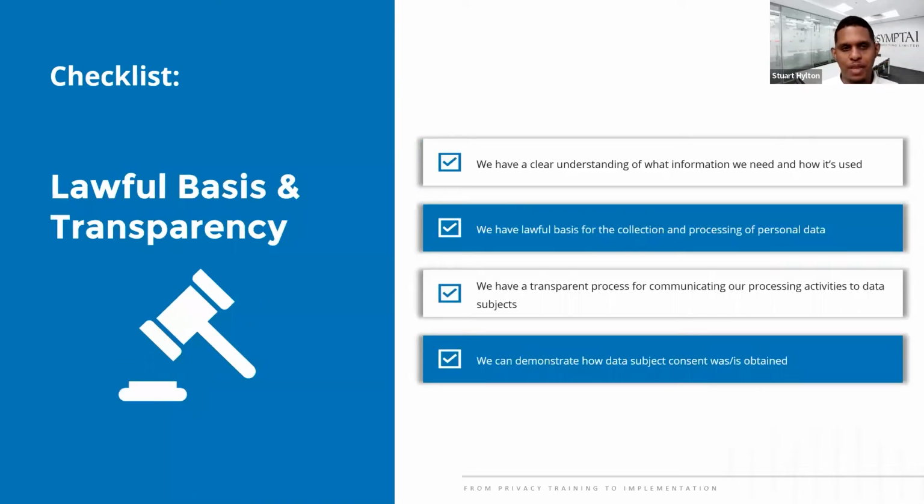Lawful basis and transparency. So one, we have a clear understanding of what information we need and how it's used. And of course, a great way to verify that we've done this is that we've developed what's called a record of processing activities, which says, here's all the data we have, and here's the lawful basis for why we use it. And we have a clear understanding of where it's used in our business. And for anything that we aren't sure about, we'll start a process of removing it.